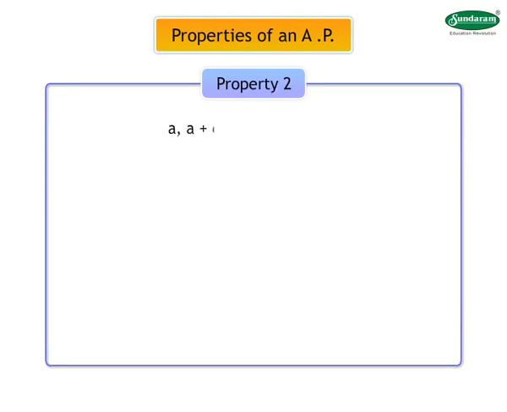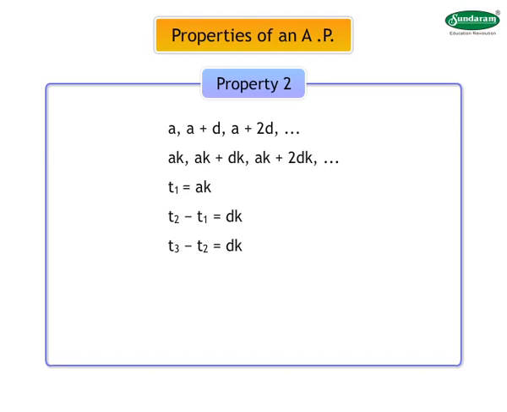Property 2. Now consider the AP. Multiply each term of this AP by any real number k. We get the sequence ak, ak plus dk, ak plus 2dk, and so on. Here, T1 is equal to ak, T2 minus T1 is equal to dk, T3 minus T2 is equal to dk, T4 minus T3 is equal to dk. This is an AP with first term ak and common difference dk.